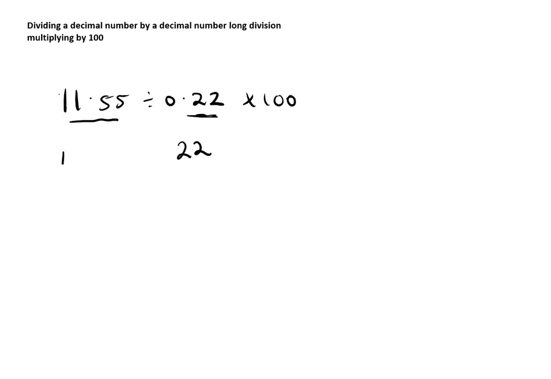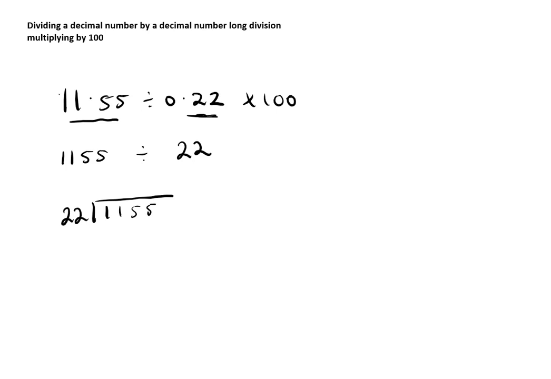So that becomes 1155. Now we write out the sum using our normal long division method. So it's going to be 22, and I'm going to divide that into 1155. Start with the leftmost number.